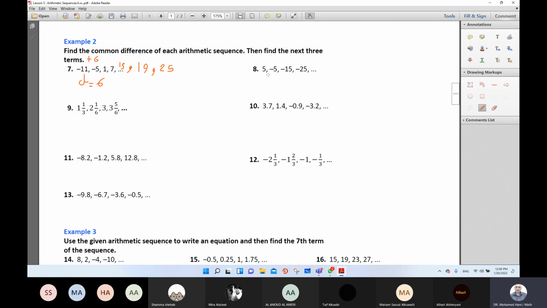In this example here, 5 minus 10 will be minus 5. Minus 5 minus 10 will be minus 15. Minus 15 minus 10 will be minus 25. So it means here D equals minus 10. How to find the next three terms? Minus 25 minus 10 will be minus 35. Minus 35 minus 10 will be minus 45. Minus 45 minus 10 will be minus 55.